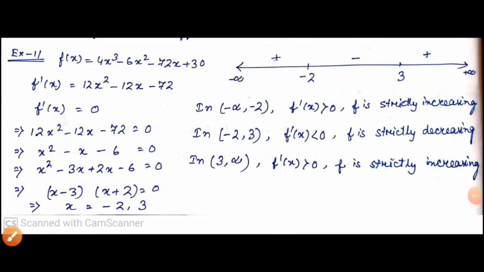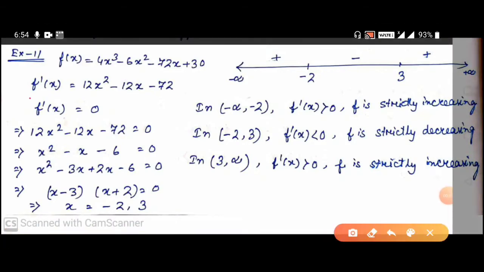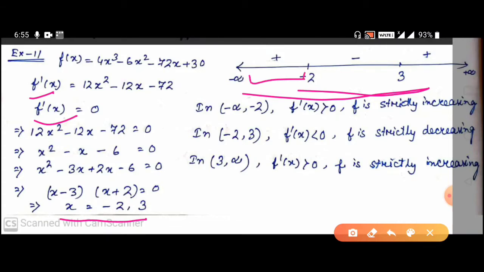In this type of question, first of all we have to find the derivative, then consider f dash x equal to 0, then find x, then divide the intervals among these 3 intervals. Now if we consider minus infinity to minus 2, we can choose any number from this interval. So if we choose, suppose, minus 3, then we have to check whether f dash x is greater than 0 or less than 0.